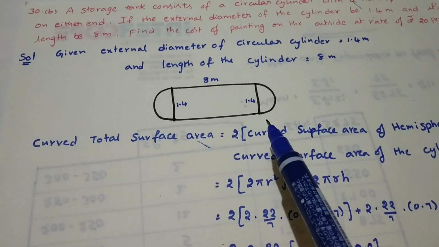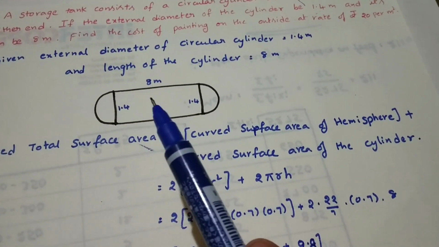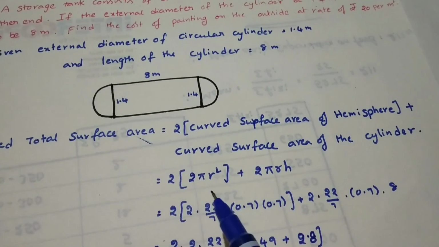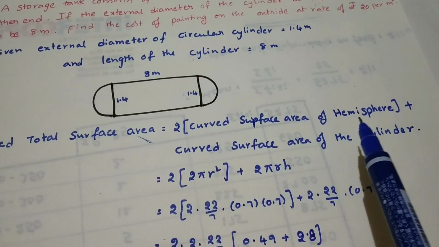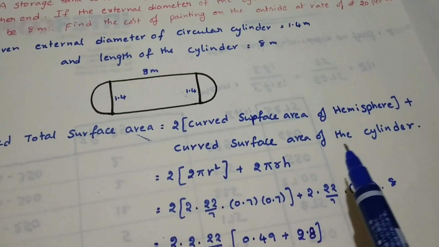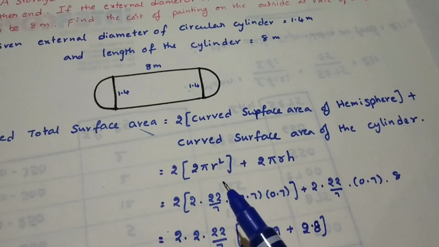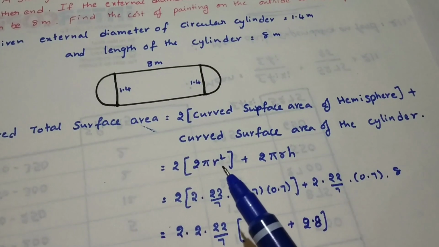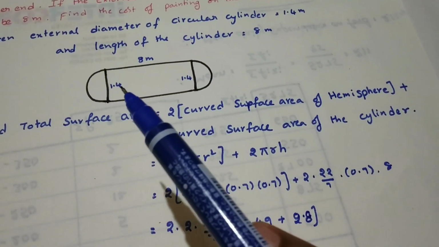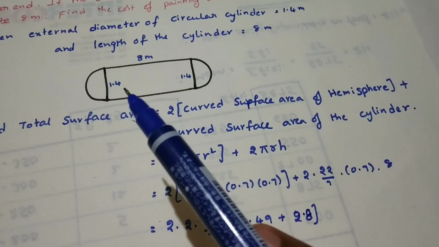So the curved surface area of 2 hemispheres plus the curved surface area of the cylinder. For this we should write both formulas. That means 2 into the curved surface area of the hemisphere, which is 2πr², and the curved surface area of the cylinder, which is 2πrh. Substitute the values. π is equal to 22/7 and the hemisphere radius r is, the full thing is the diameter 1.4, so the radius will be half of this, so you get 0.7.